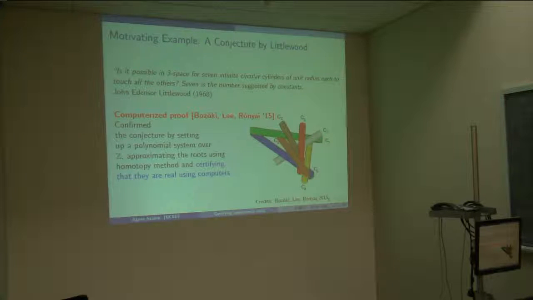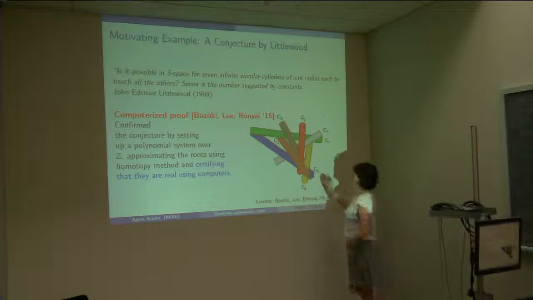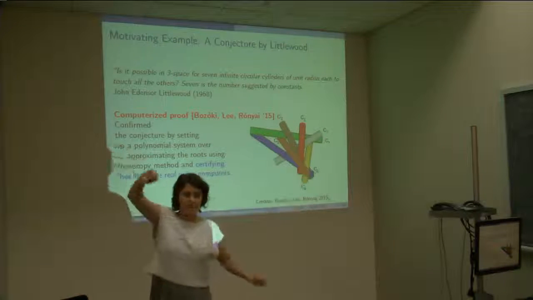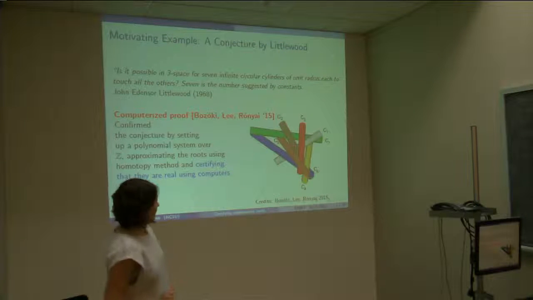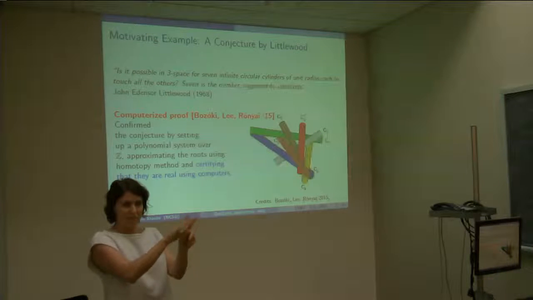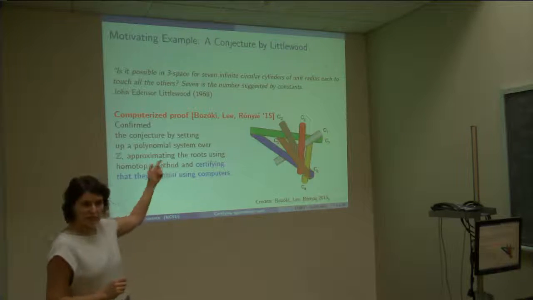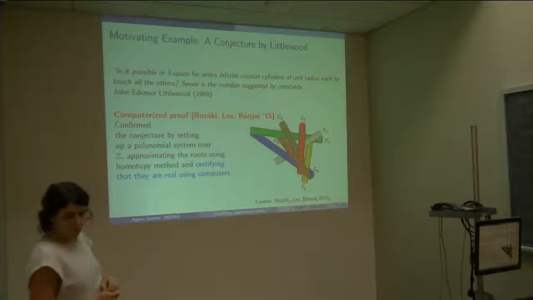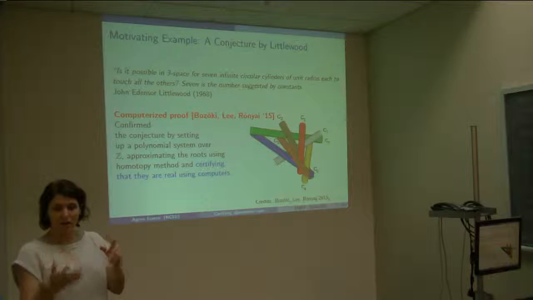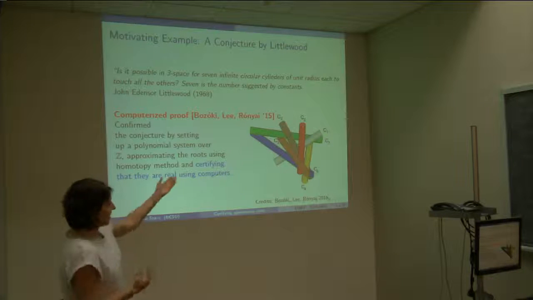Here is a little motivating example, a conjecture by Littlewood that was confirmed and proven using these root certification methods. The conjecture is the following. You are given 7 infinitely long, or as long as you want, cylinders. Each of them has exactly the same radius, and you want to make a configuration in which each of the 7 meets all the other 6. Bozoki, Lee, and Ronyai, who was my undergraduate advisor in Hungary, constructed and proved this conjecture using the square root certifier, the alpha theory-based root certifier method.